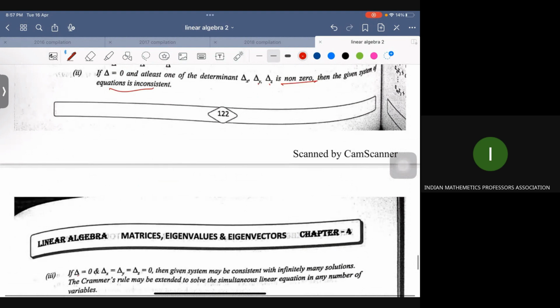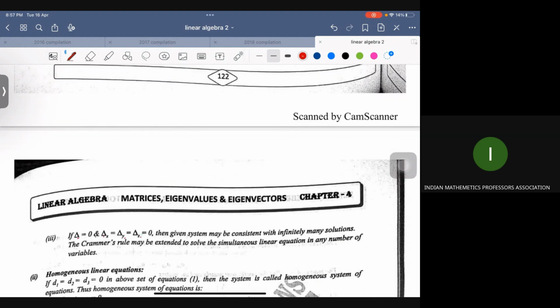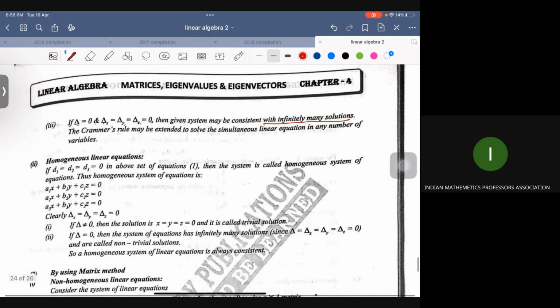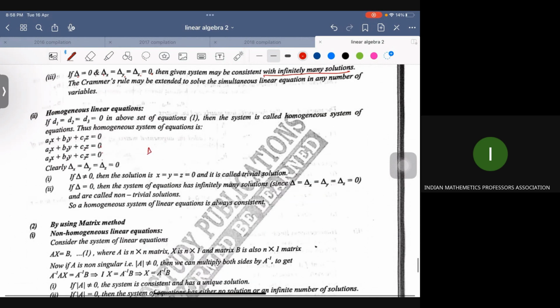If del is 0 and all the del x, del y, del z are 0, then the system is consistent with infinitely many solutions. Let us take the homogeneous system. Here d1, d2, d3 are all 0. Here del x, del y and del z are 0 because we are replacing the coefficient of x with 0, 0, 0. Hence del x is 0 and similarly del y and del z are 0. So we are relying only on the determinant value, the determinant of the coefficients.